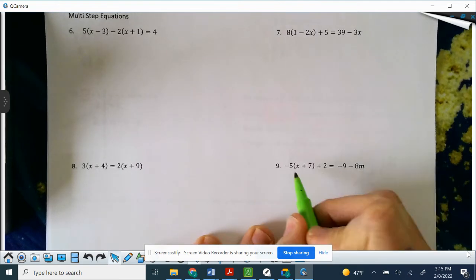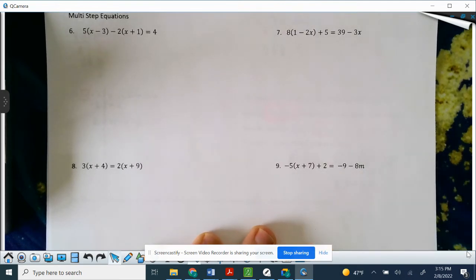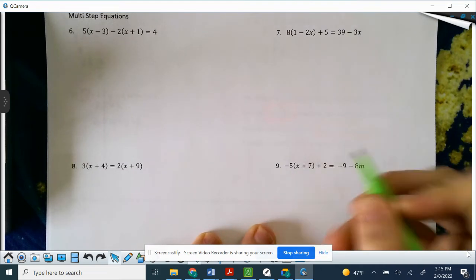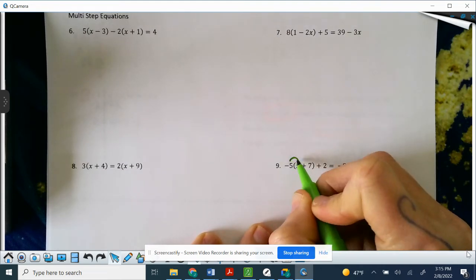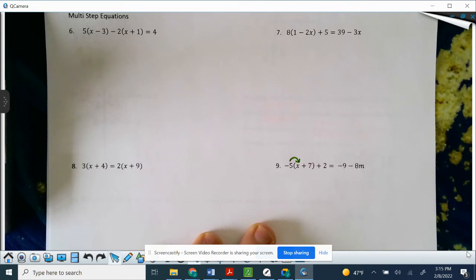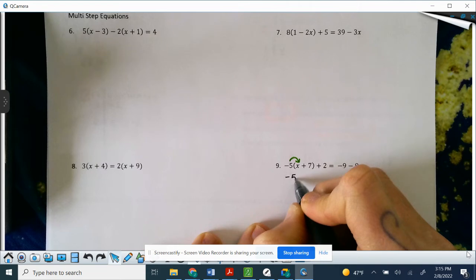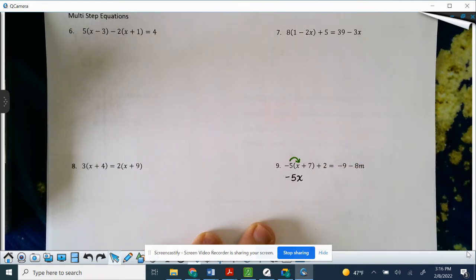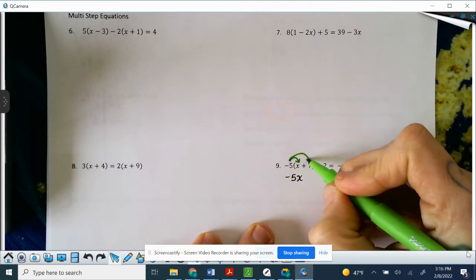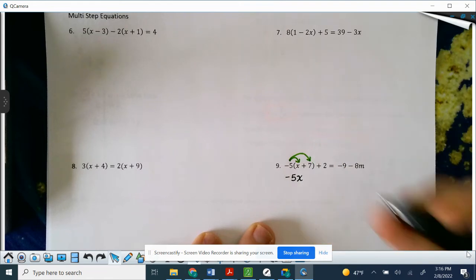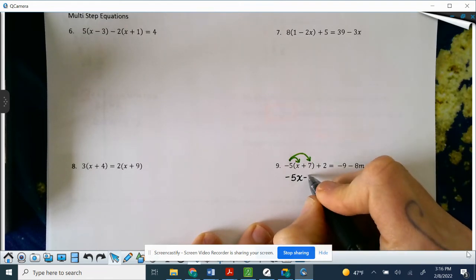So looking at this, your order of operations, this is a multi-step equation. This is a big bugger. As soon as you see a set of parentheses, you want to take care of that first. And that's that distribution that we did earlier in the semester so far. So negative 5 times x is negative 5x. And then we have to do negative 5 times 7. And negative times a positive is a negative 35.